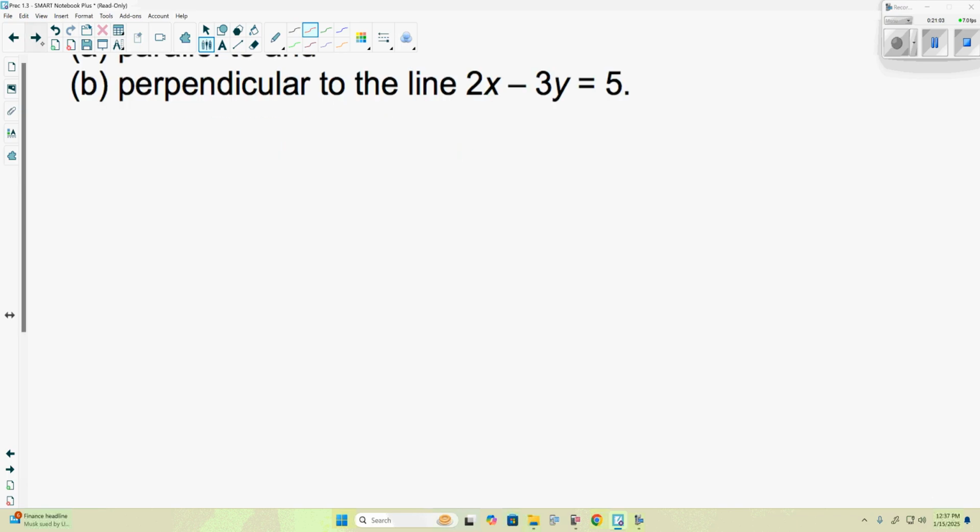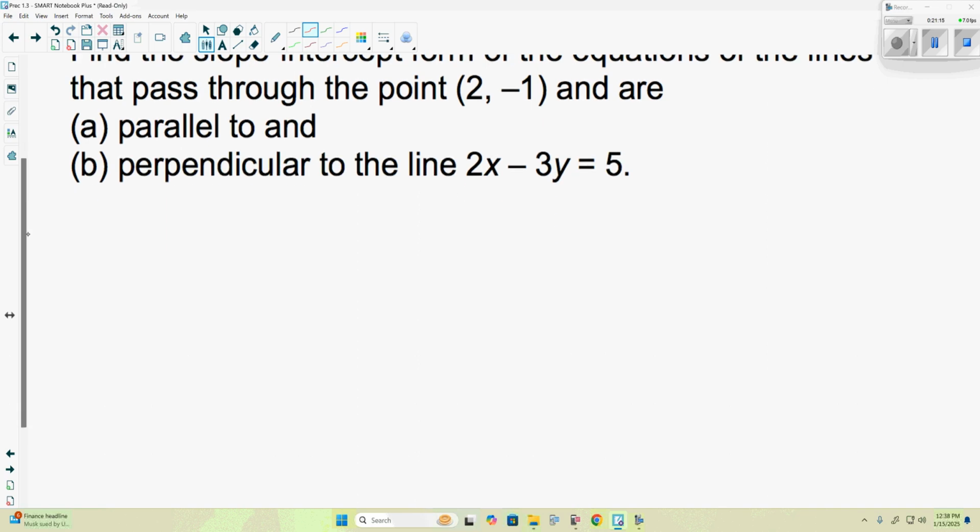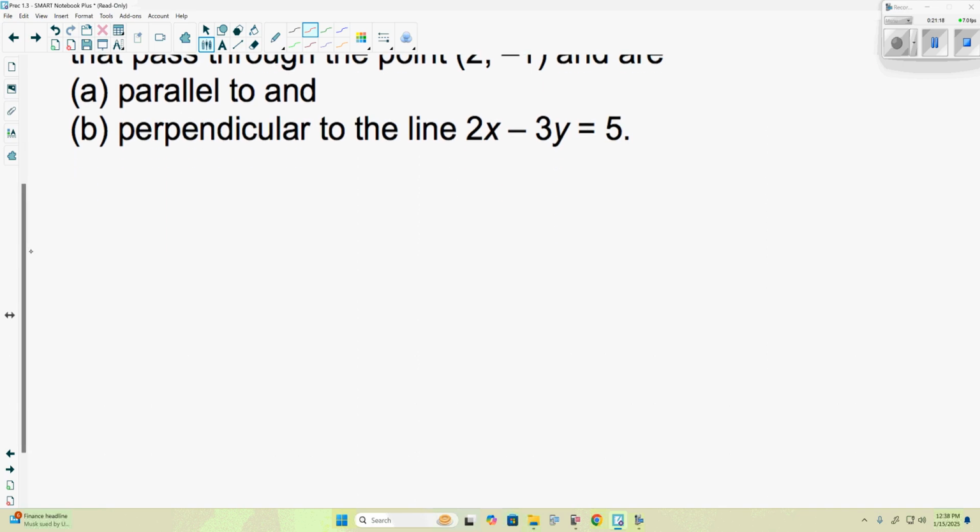So, find the slope-intercept form of the equations of the lines that pass through the point (2, -1), and are A, parallel to, and then B, perpendicular to this equation here. Now, before we can do anything with finding the parallel and perpendicular lines, we first need to find the slope of this line. Because once we have the slope, we can get the parallel slope and the perpendicular slope. And to do that, it's going to be helpful to get this in y equals mx plus b form.